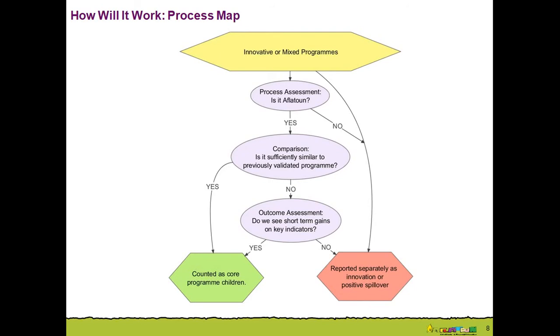So if it is not similar to something else, if it is completely new, then we need to do some sort of outcome assessment, and we need to see if children are getting short-term improvement on key indicators. For us, the most important thing is that kids are learning and that the children are improving their lives. Right? After this outcome assessment is done, if it does show that there's positive movement on the key indicators for social and financial topics, then this again becomes a new type of program that's counted as a core program.